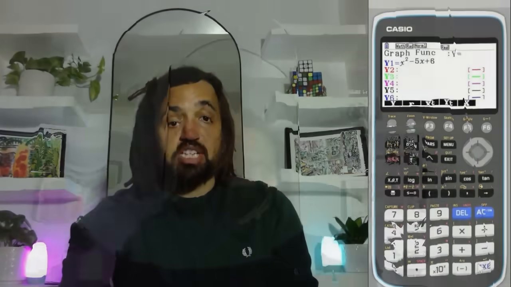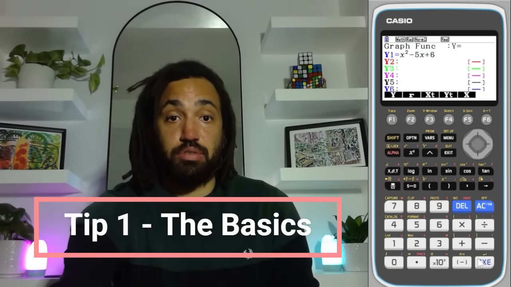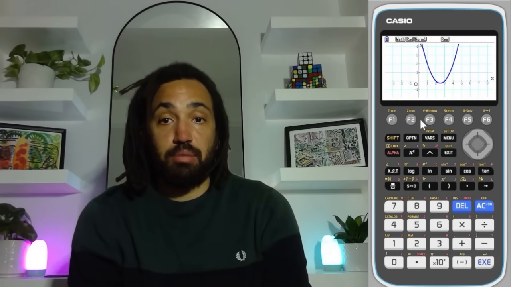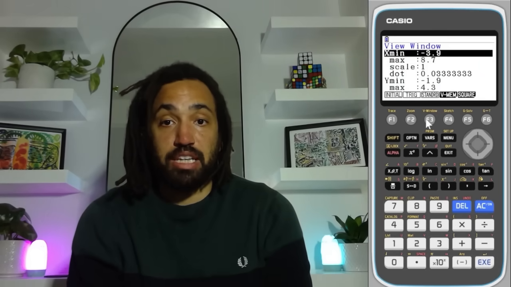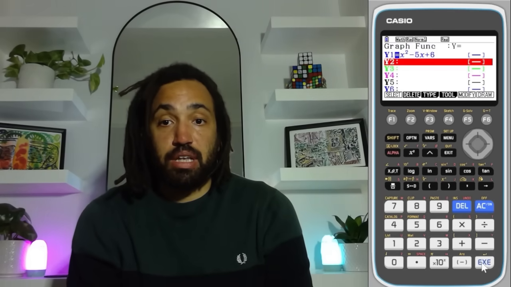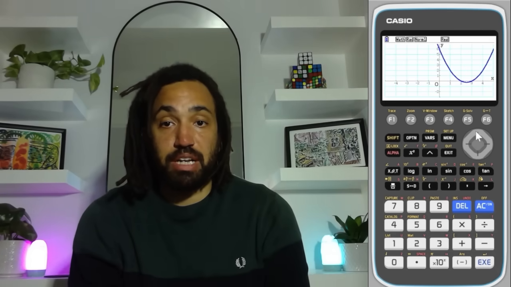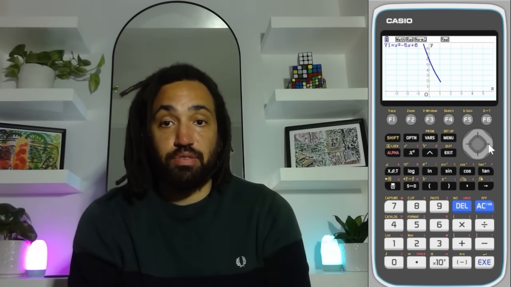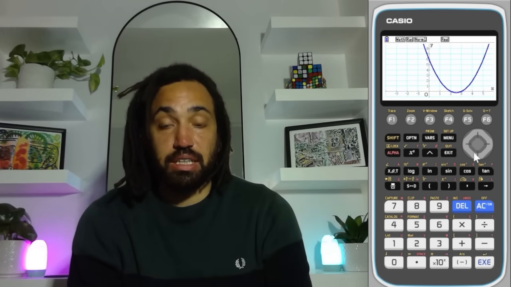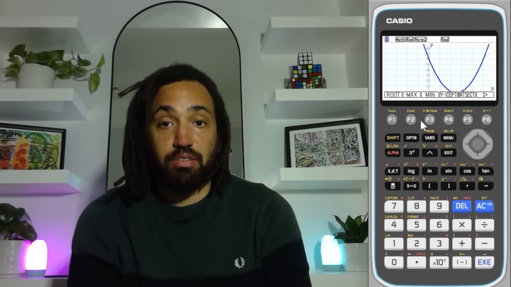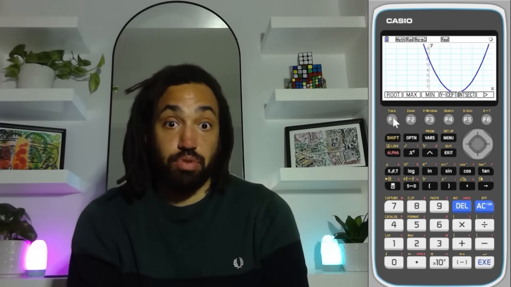Tip number 1, the basics. So go to graph and I'm going to plot myself a quadratic. I'm going to click V-Window and then click standard. After I've done that, I can press plus or minus to zoom in or out. So I'll press plus and then I'll move the D-pad around so that I can get a good view of my quadratic. The next thing I could do is press G-Solve and I can find the roots by pressing root.